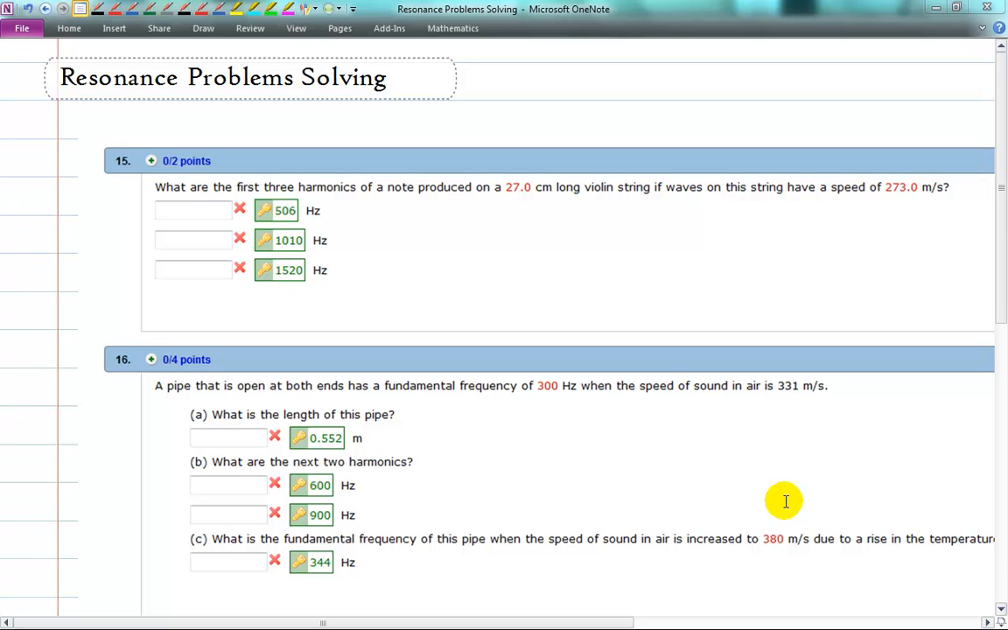Let's take a look at some example resonance problems here. This first one says, what are the first three harmonics of a note produced on a 27 centimeter long violin string if the waves on the string have a speed of 273 meters per second?